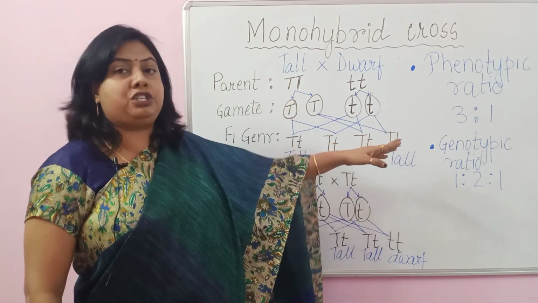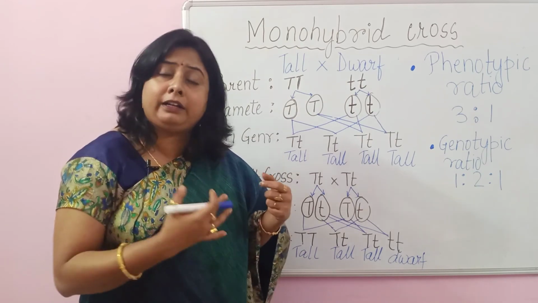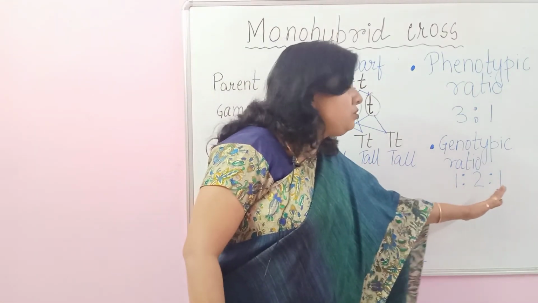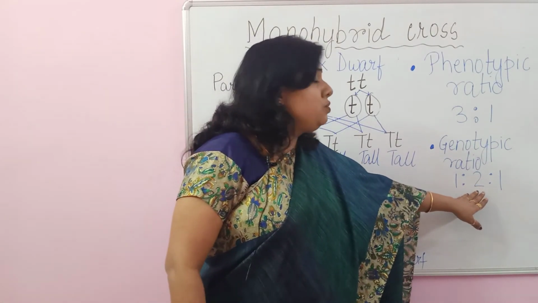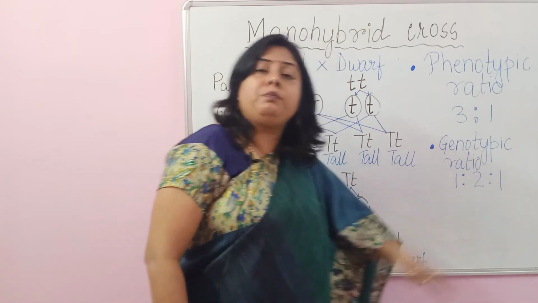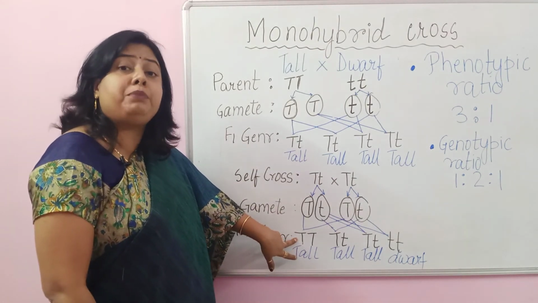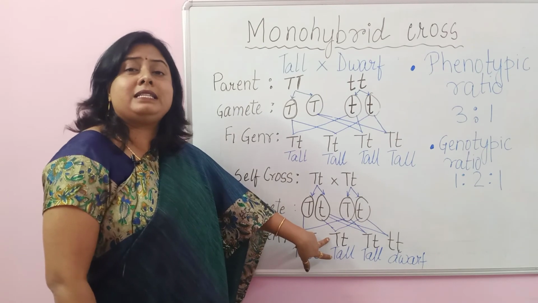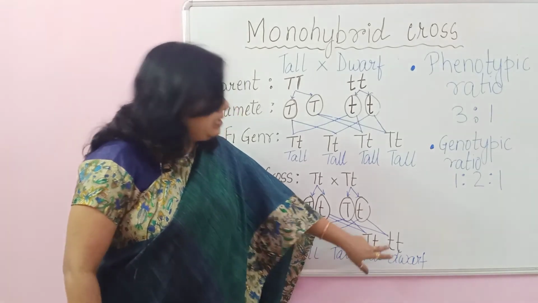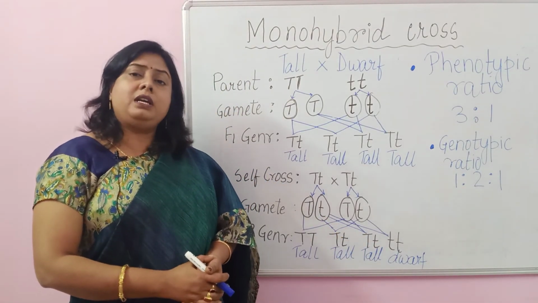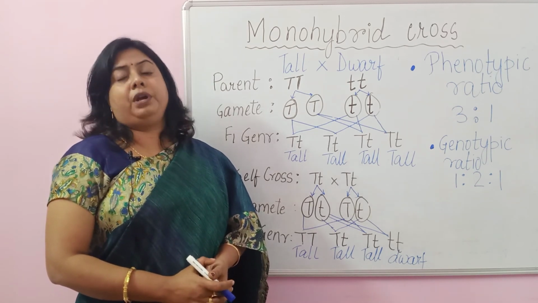And the genotypic ratio means the makeup of the genes or alleles or factors, which is 1:2:1. One pure tall, two hybrid tall and one pure dwarf. And that is what we have got. Capital T capital T signifying pure tall, capital T small t signifying hybrid tall. There are two hybrid talls and one pure dwarf, small t small t. So this is your monohybrid cross.